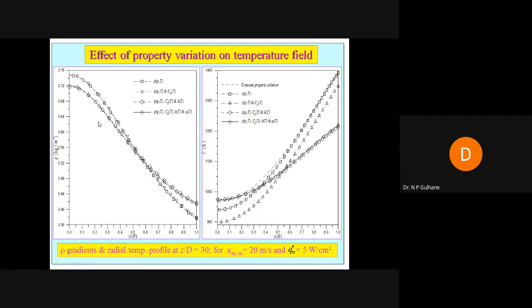So it means the effect of property variation. We have categories: direct effect and indirect effect. The indirect effect is the effect because of density and viscosity. And the direct effect is for whom? Cp and conductivity, because they affect the temperature field, whereas density and viscosity affect the velocity profile. So that is the indirect effect.